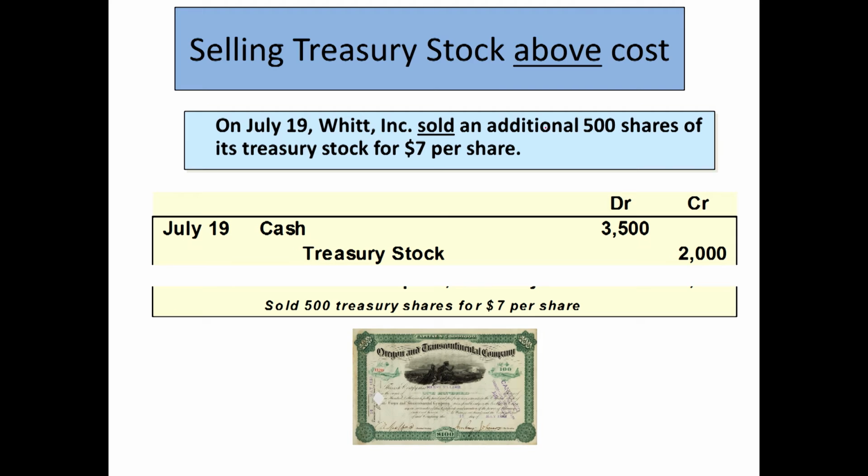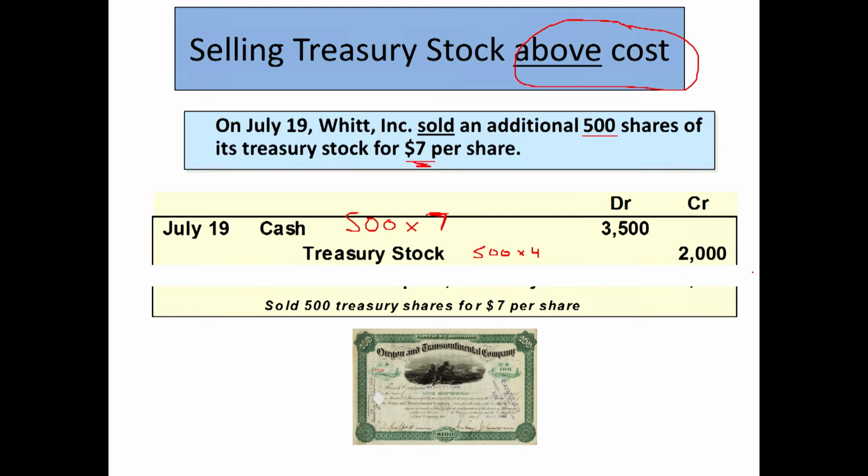Well, what if we sell the Treasury stock above cost? Let's say we sell an additional 500 shares of its Treasury stock for $7 per share. Well, let's build the journal entry. We sold 500 shares for $7. We debit cash for $3,500, the 500 shares times the $7 market price, right? We credit Treasury stock for the 500 shares times that cost of how much was it? $4. And that equals $2,000.